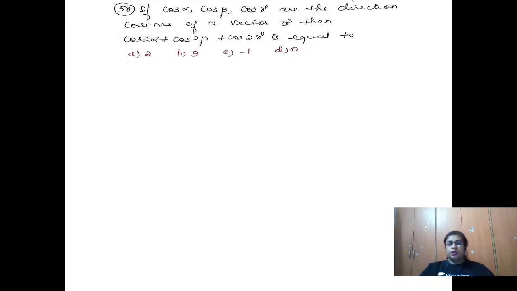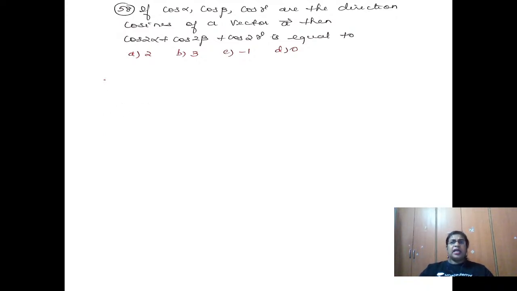So 58. So next question. Coming to 58th question. What is mentioned here? If cos alpha, cos beta, cos gamma are the direction cosines of a vector A, then what is cos 2 alpha plus cos 2 beta plus cos 2 gamma? That is asked to us.